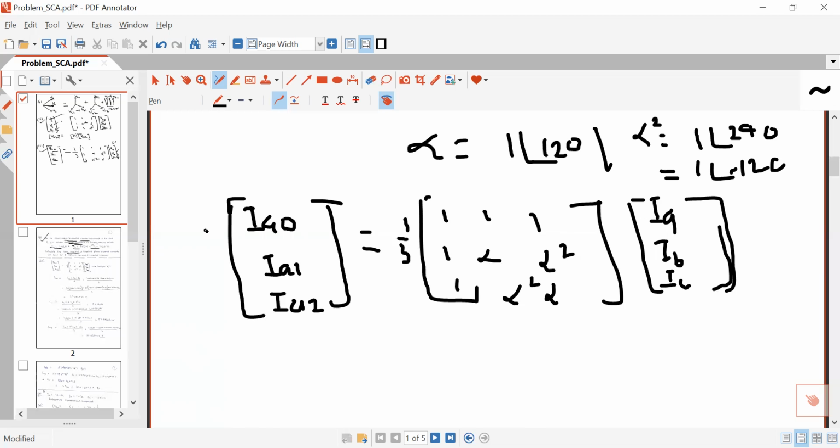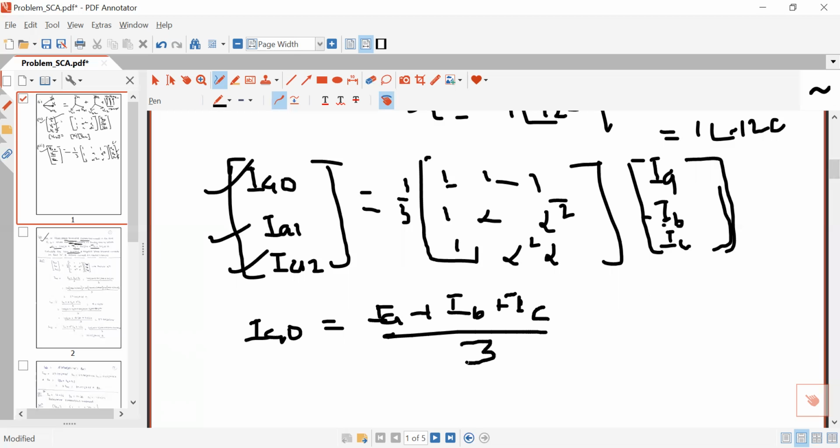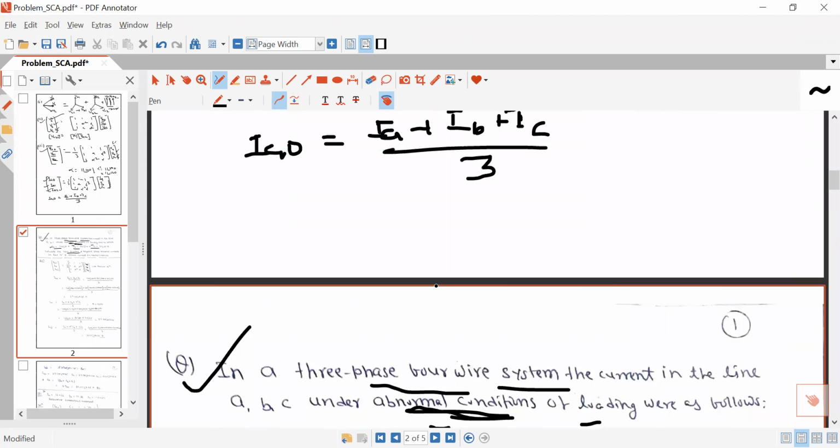So now the question is to determine IA0, IA1 and IA2. From this matrix, what is IA0? IA0 will be IA plus IB plus IC divided by 3. I am sure you have sound knowledge of matrix multiplication. Already you know how to multiply two matrices. So this is IA0, and IA, IB, IC are given. Just substitute the values of IA, IB, IC, which are given here, and solve this.